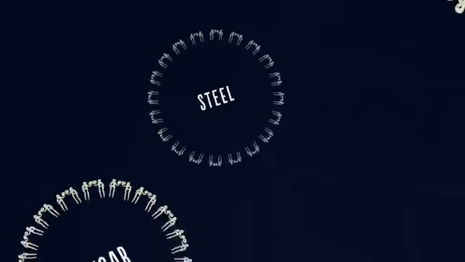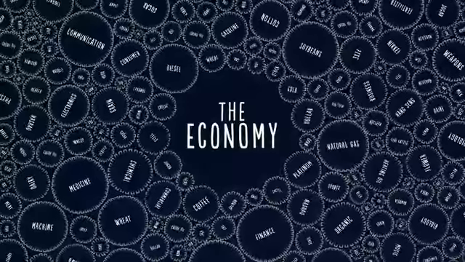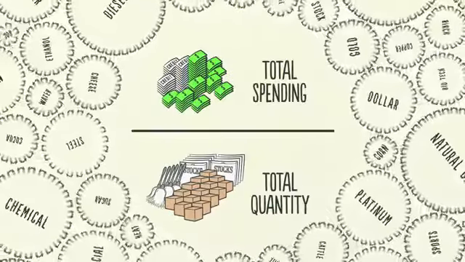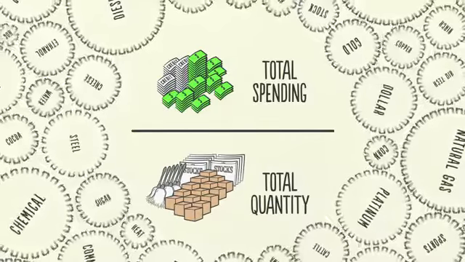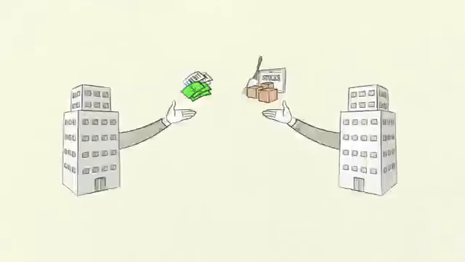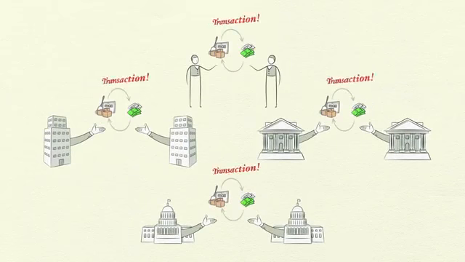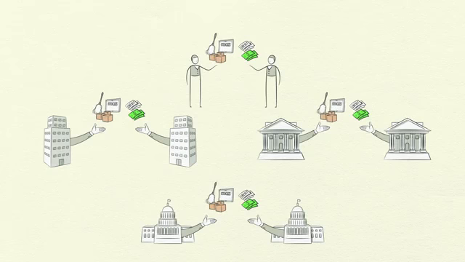An economy consists of all of the transactions in all of its markets. If you add up the total spending and the total quantity sold in all of the markets, you have everything you need to know to understand the economy. It's just that simple. People, businesses, banks, and governments all engage in transactions the way I just described, exchanging money and credit for goods, services, and financial assets.